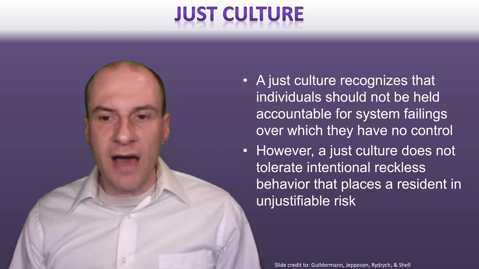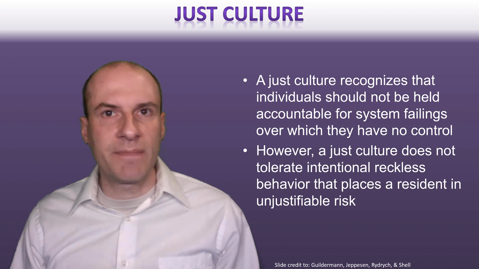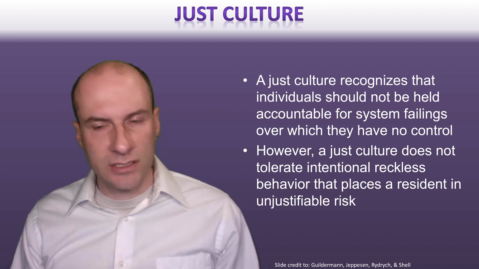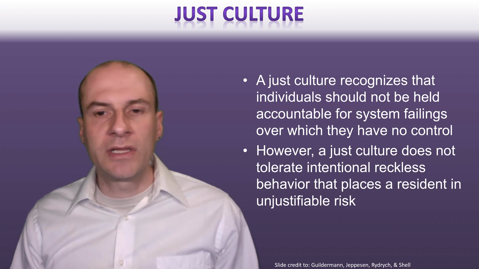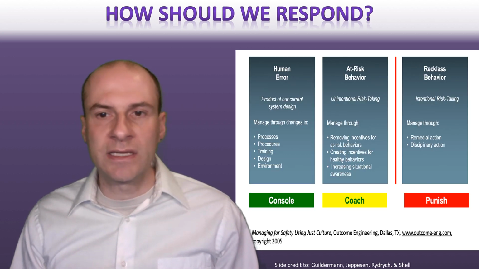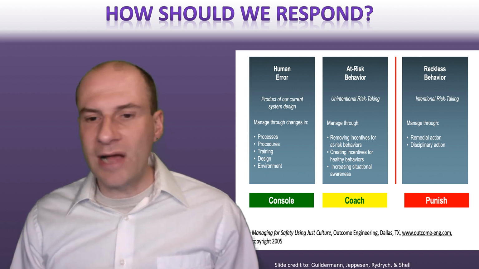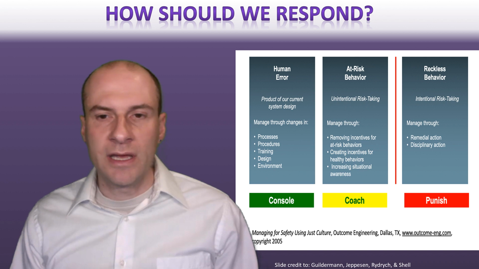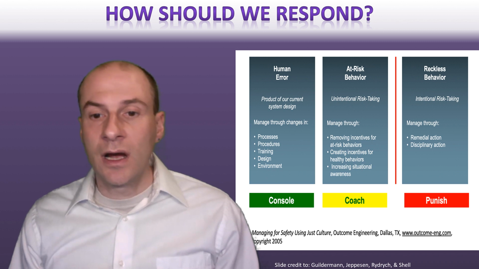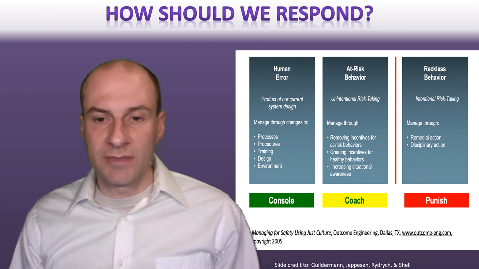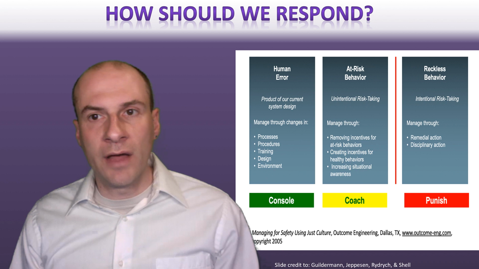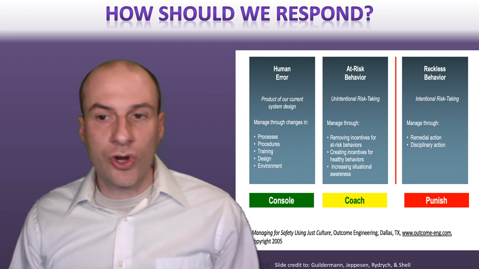That being said, I should add the caveat that just culture also doesn't accept that people might do reckless or irresponsible things. Those would be addressed carefully, and you wouldn't just let those things slide, right? So you could think about different types of problems in different ways. You could have human error in processes, procedures, training, design, environment, and you can manage that in a range of different ways: by improving those processes, training, and environment, and recognizing that these are errors that could occur as a result of that system.